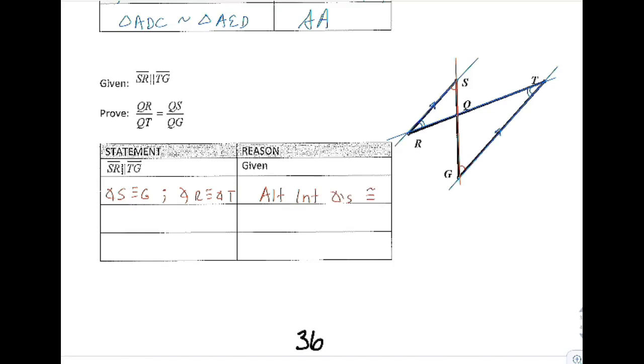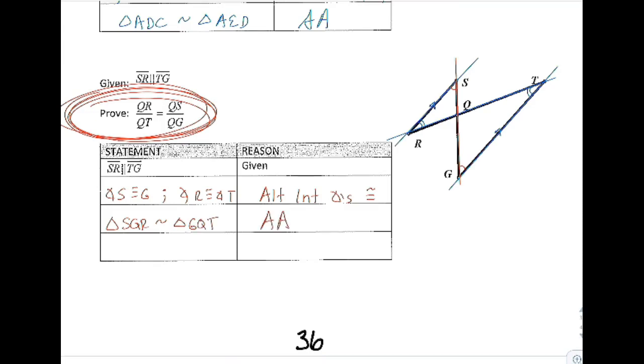So I'm ready to say that the two triangles are similar, but notice this time it didn't ask me to prove that. This is sort of like the CPCTC idea. It's not CPCTC because C stands for congruent, but it's that idea that you go one more step past the triangles being similar. So first I'm going to say that triangle SQR is similar to triangle GQT because of the angle-angle theorem. And then I'm going to say what it asked me to say. QR over QT is equal to the proportion QS over QG.